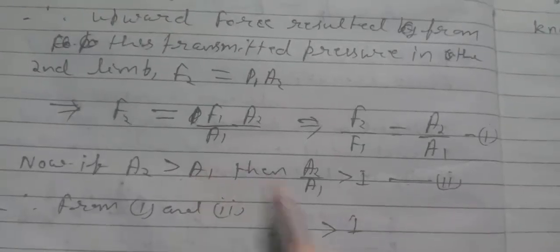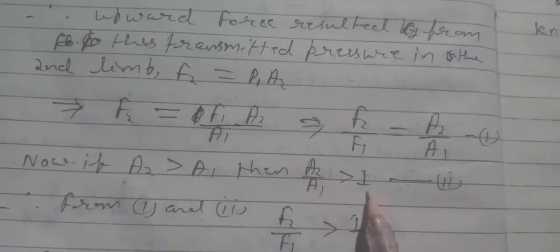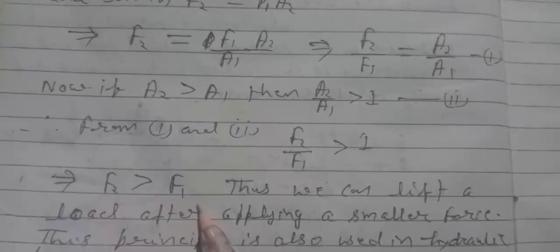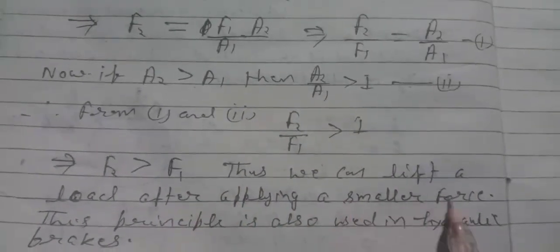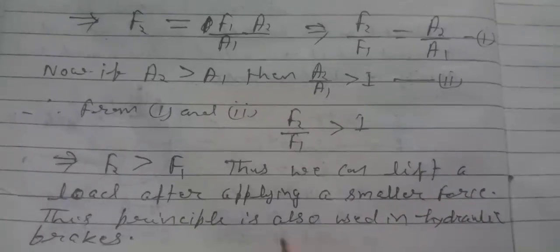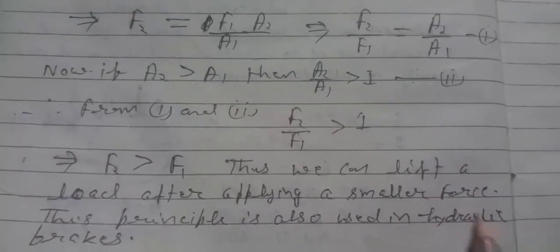Now if A2 is greater than A1, then A2 by A1 must be greater than 1, equation 2. And from 1 and 2 we can write F2 by F1 is greater than 1. This implies F2 is greater than F1. Thus we can lift a load after applying a smaller force. This principle is also used in hydraulic brakes.